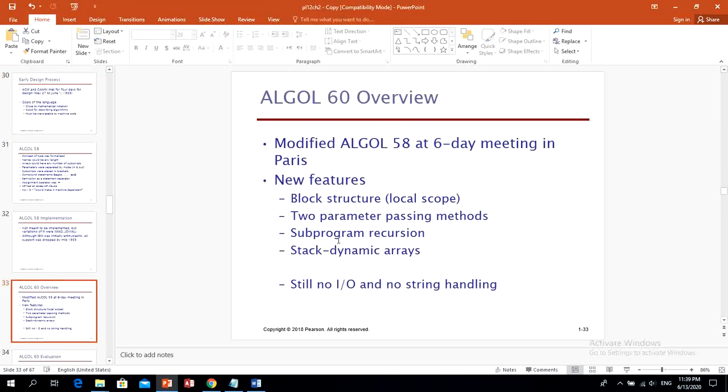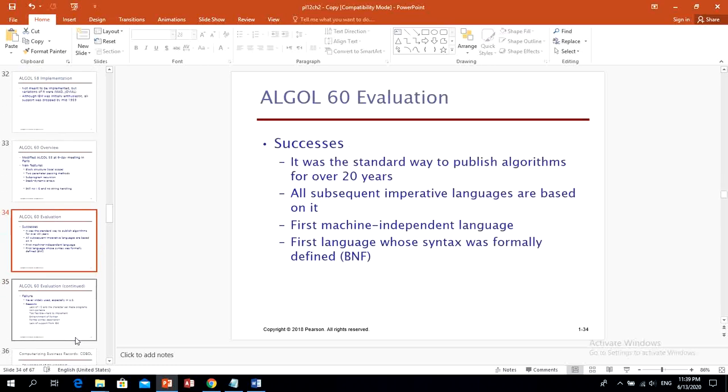The new features of ALGOL 60 are block structure, local scope, and two parameter passing methods, whereas the previous one allowed only one. It also has subprograms, recursion, functions and method recursion, and stack dynamic arrays as well. Still, there is no input and output and no string handling in ALGOL 60.